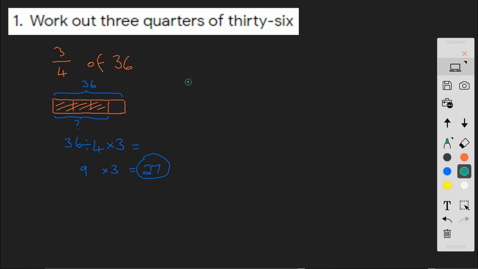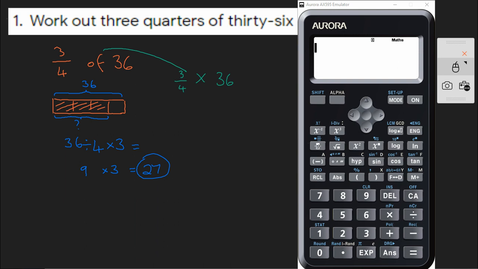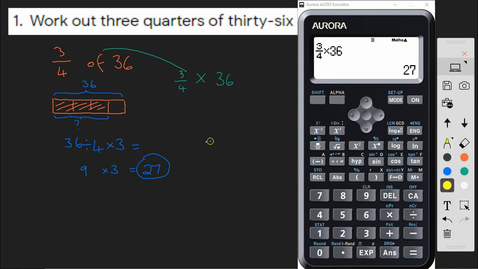Okay, now we just need to do this on a calculator as well. We really need to understand that what we're doing here is a multiplication of 3/4 times 36. Let's have a look at this on the calculator. So the fractions button, 3, down arrow to get to the bottom, times 36, equals.